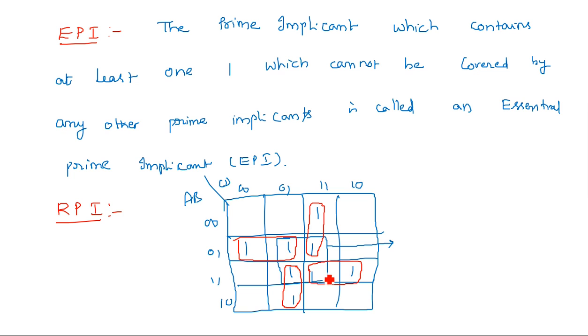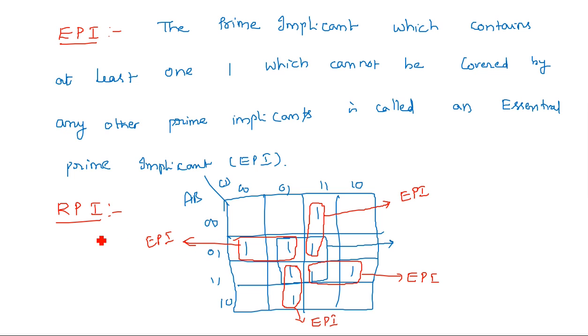How many such prime implicants are there? 4 such prime implicants are there. But if you clearly see, this one can be mapped with only this one. We don't have any other adjacent ones to map. That's why this particular prime implicant is known as essential prime implicant. Let us mark each and every prime implicant in this example. This is also an essential prime implicant. This is also an essential prime implicant. And this is also an essential prime implicant. Okay, these four are fine.